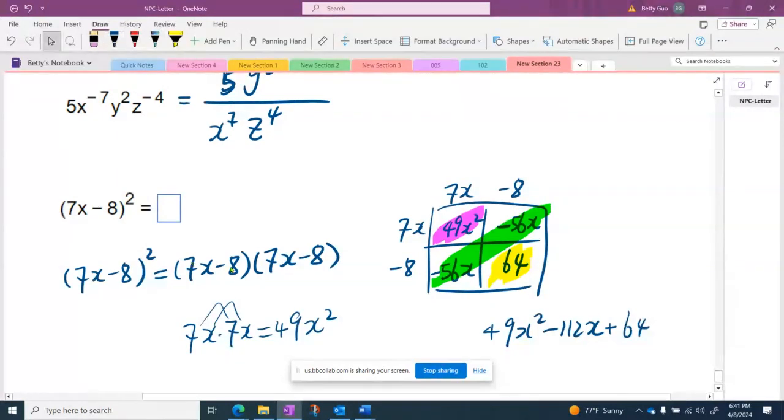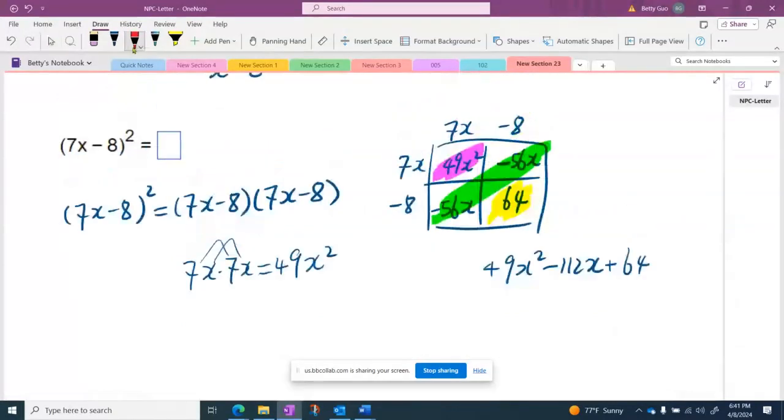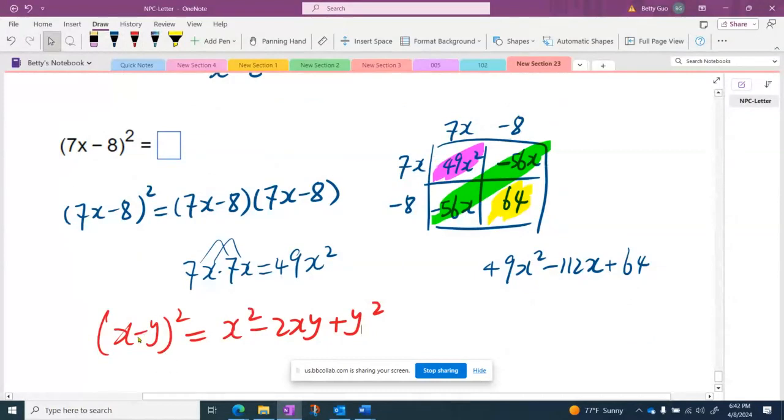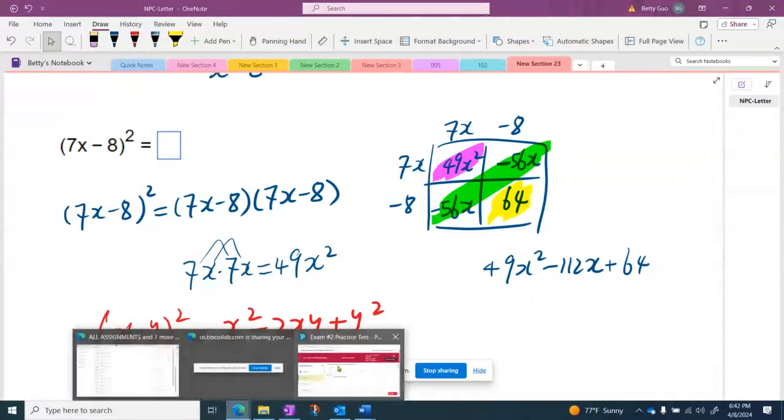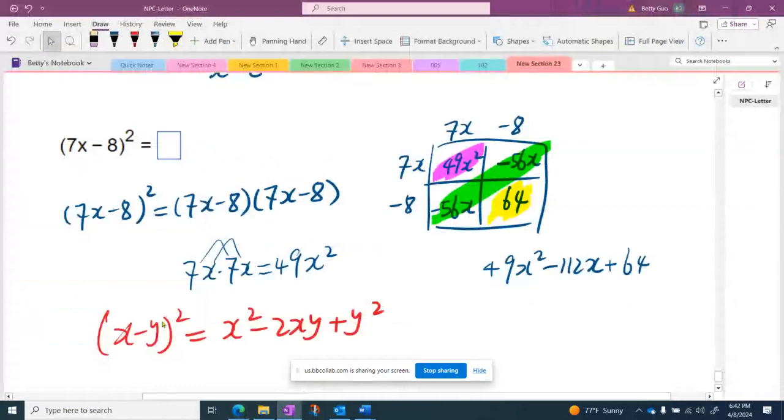First method. Second method is to use a formula. I hope you still remember this formula. x minus y to the power 2 equals x squared minus 2xy plus y squared. A square of binomial difference. Do not worry about the name in the system. Sometimes they do not have the best names. Call this a square of binomial difference.